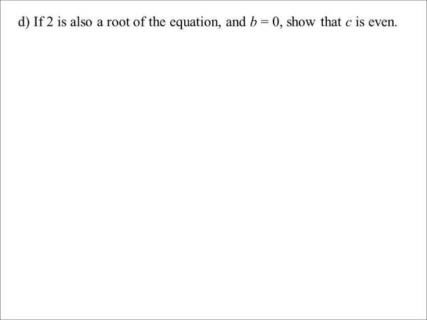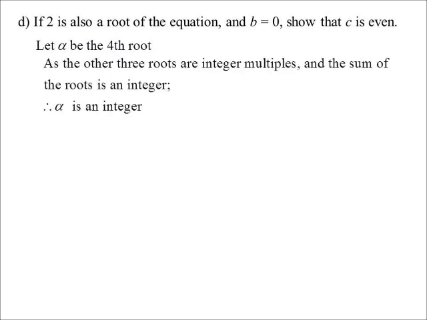If 2 is also a root of the equation, we now know 3 of the roots. There's ki, minus ki and 2. And they've also told us b is equal to 0. C therefore has to be an even number. Okay, well, I don't know what that fourth solution is, so I'll call it alpha. So my roots now, remember, are alpha, minus ki, plus ki and 2. Now, as the other 3 roots are all integer multiples, and the sum of the roots is an integer, alpha must be an integer. I can't add 3 integers together with a non-integer and end up with an integer. That would be impossible. So I know alpha is going to be an integer.